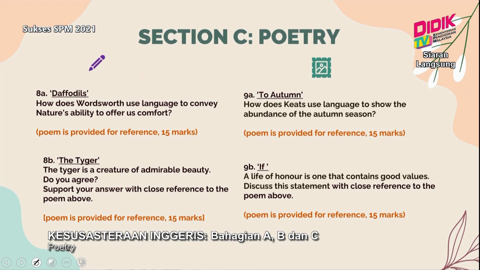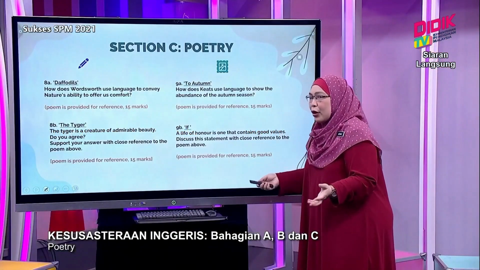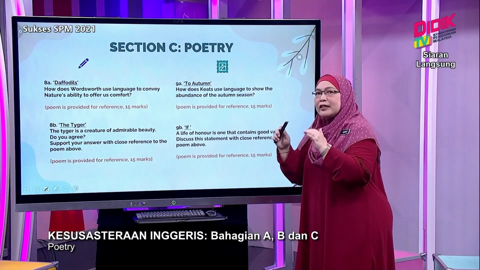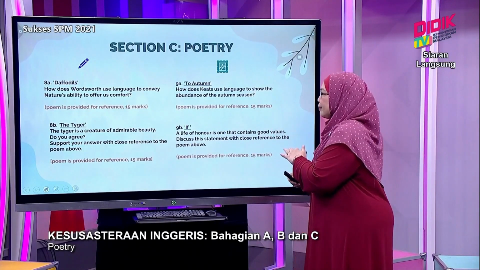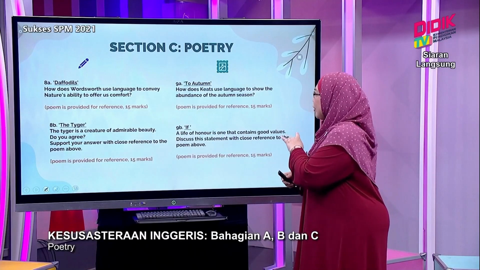Use of language. And then to Autumn. How does John Keats use language to show the abundance of the autumn season? So it's very clear, all right? It's very clear that the requirement of the task cannot run away from candidates discussing use of language. So you're going to look at the poem given, you're going to throw in everything that you feel is appropriate for discussion. Okay, and we're going to go there very soon.